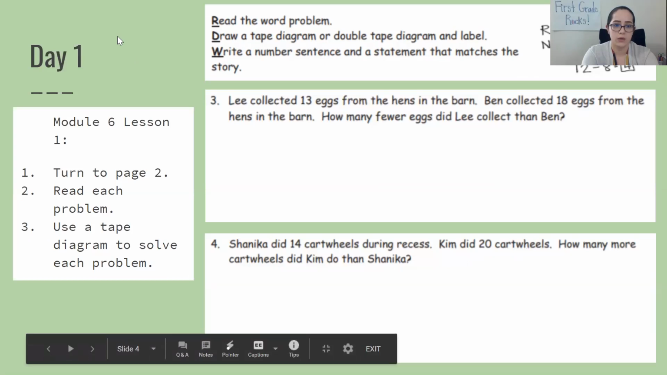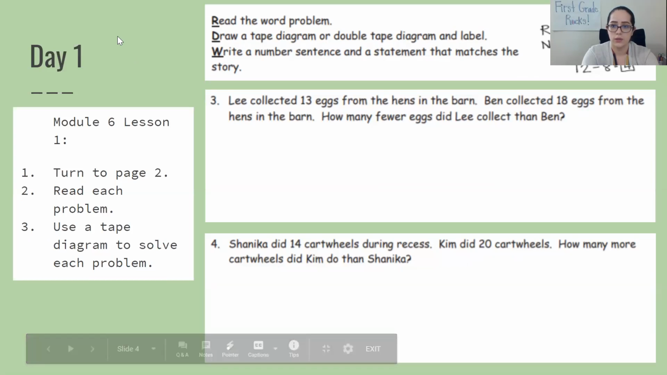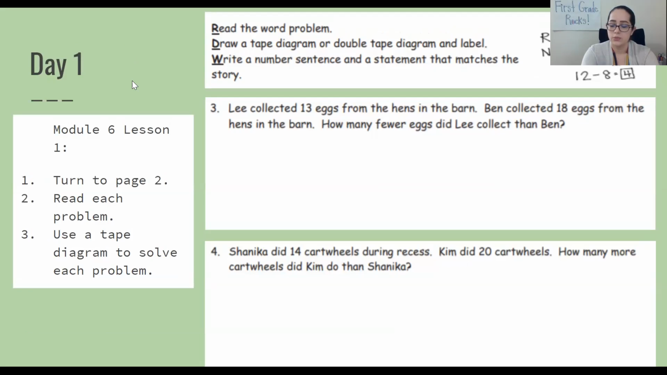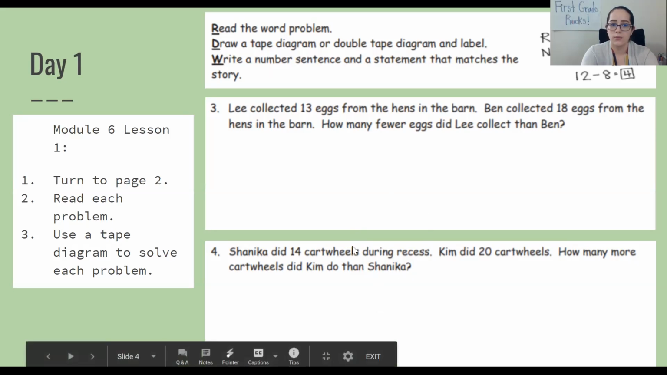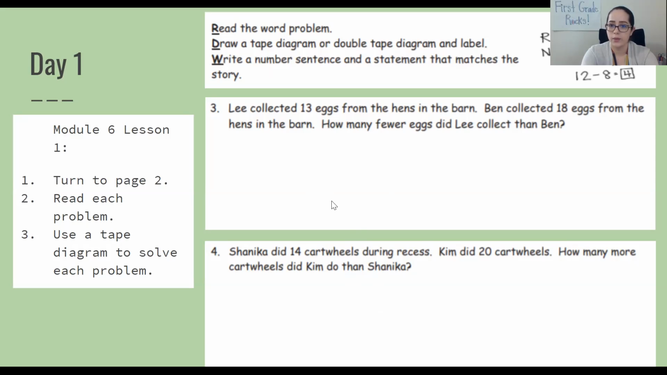Okay, so still on day 1, students are going to turn to page 2 and solve 2 more problems. For these, I'm just going to read them and have the students complete on their own. Number 3 says, Lee collected 13 eggs from the hens in the barn, then collected 18 eggs from the hens in the barn. How many fewer eggs did Lee collect than then? Number 4, Shanika did 14 cartwheels during recess. Kim did 20 cartwheels. How many more cartwheels did Kim do than Shanika? So again, these are 2 more comparison problems. So I would suggest the same thing, try to line them up so you can compare.